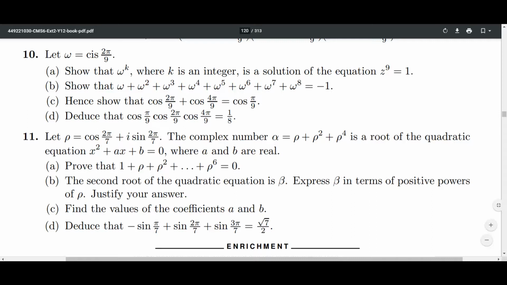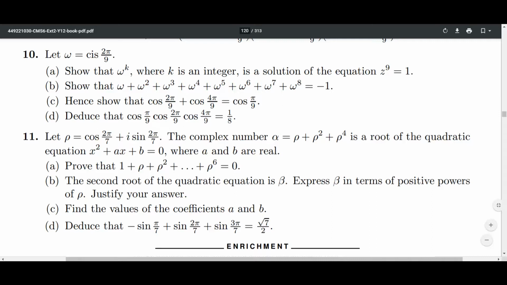Basically, the way the question reads, we're told to let W equal cis 2 pi on 9, and that's just a shorthand way of writing a complex number as cos 2 pi on 9 plus i sine 2 pi on 9. From there, we're told to show that W to the power of k, where k is an integer, is a solution of the equation z to the power of 9 equals 1. Then we're told to show that W plus W squared plus W cubed all the way up to W to the 8, the sum of all of that, is equal to negative 1.